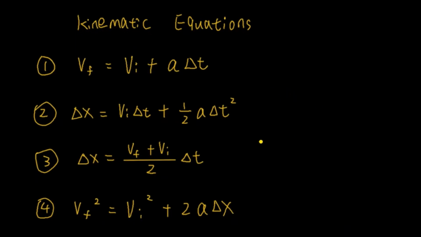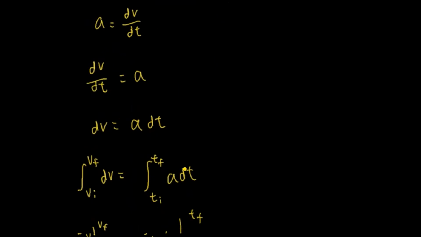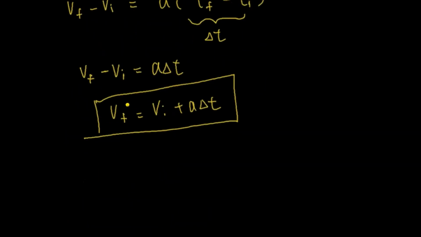Okay, now let's go to the second equation here. Delta x equals v initial times time plus half a delta t squared. Delta x is changing displacement, changing position. So now you have a position function. You have a position equation. So how do we do it?